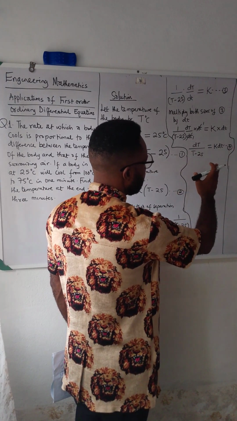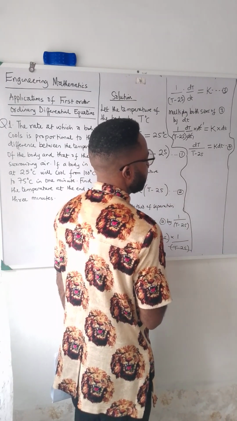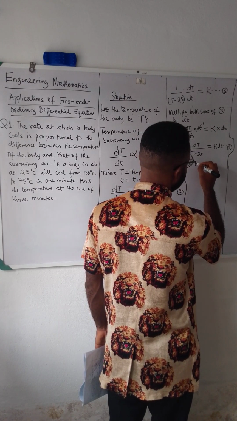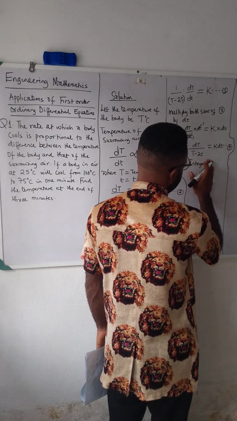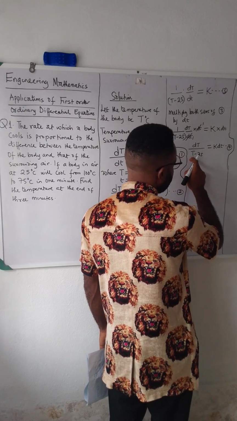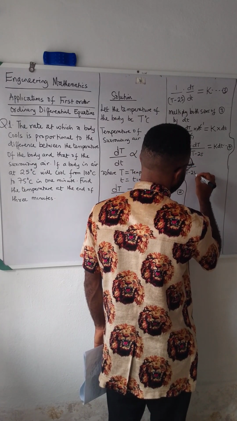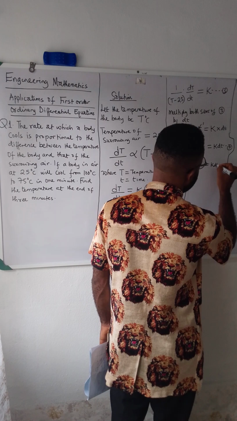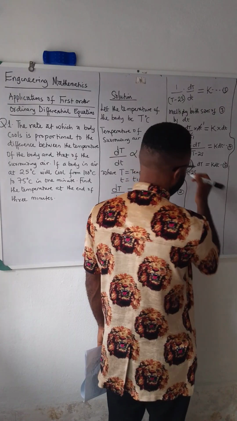Having gotten this, we can now integrate. Okay, even before we do that, let's look at it from this angle: dT over T minus 25 is the same thing as saying 1 over T minus 25 dT. This will be equal to k dt of time. So this is equation 5. So let's say integrating equation 5.